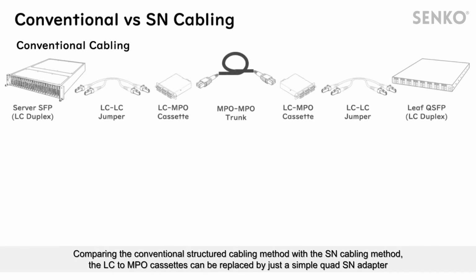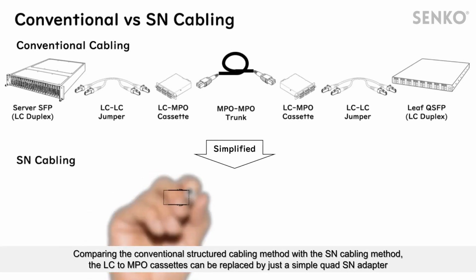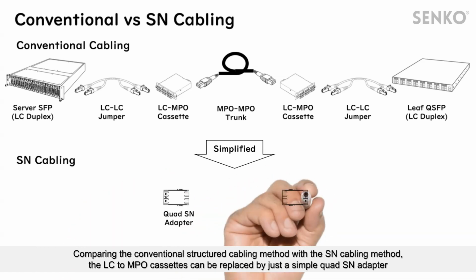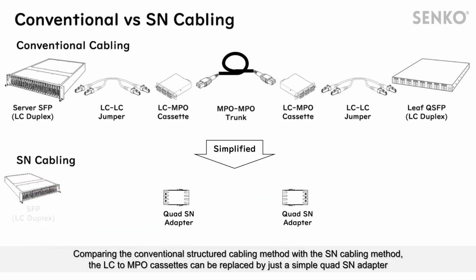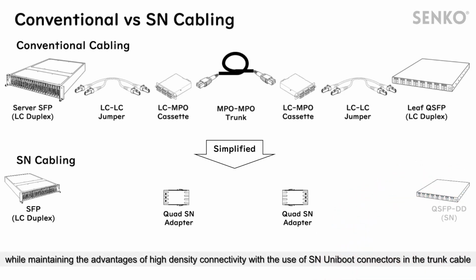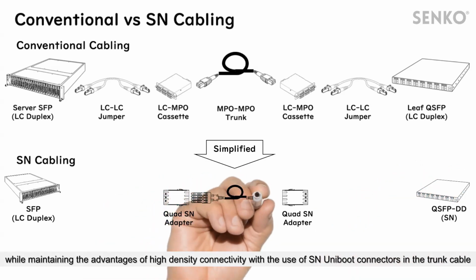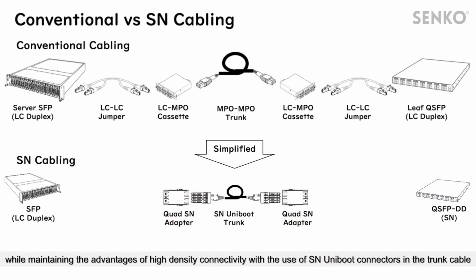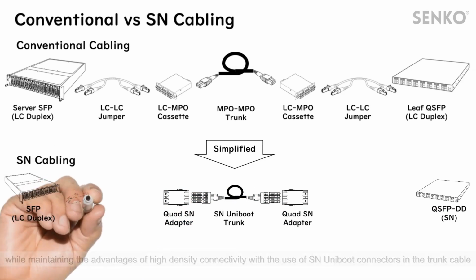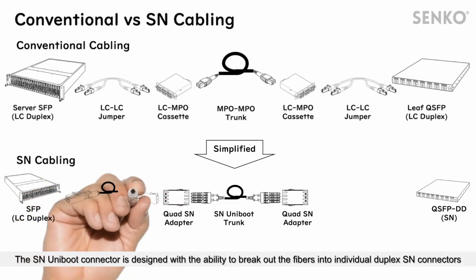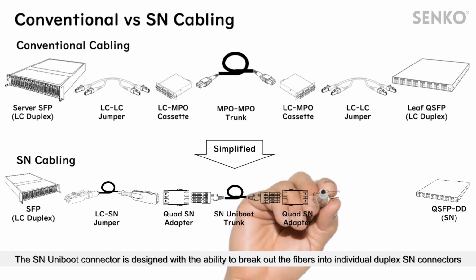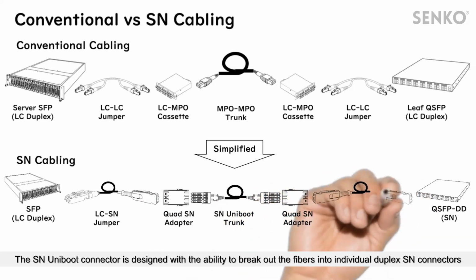Comparing the conventional structured cabling method with the SN cabling method, the LC to MPO cassettes can be replaced by just a simple quad SN adapter while maintaining the advantages of high-density connectivity with the use of SN Uniboot connectors in the trunk cable. The SN Uniboot connector is designed with the ability to break out the fibers into individual duplex SN connectors.